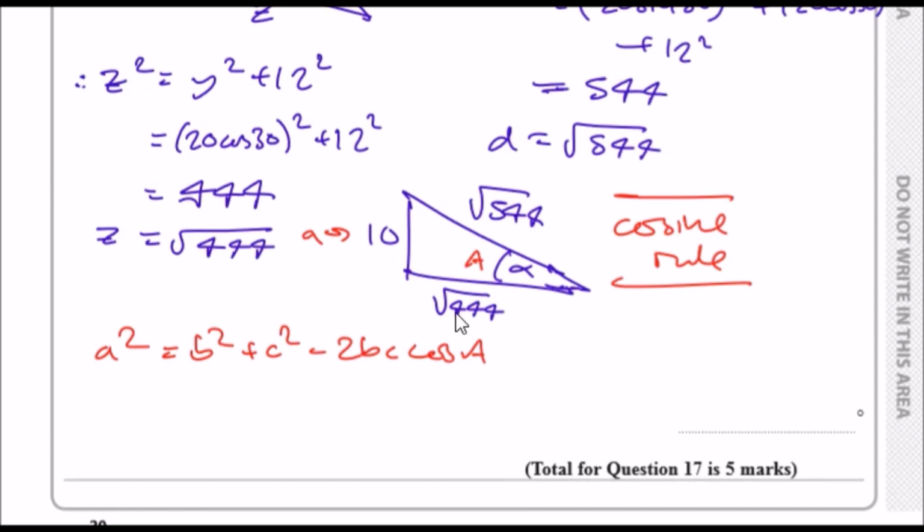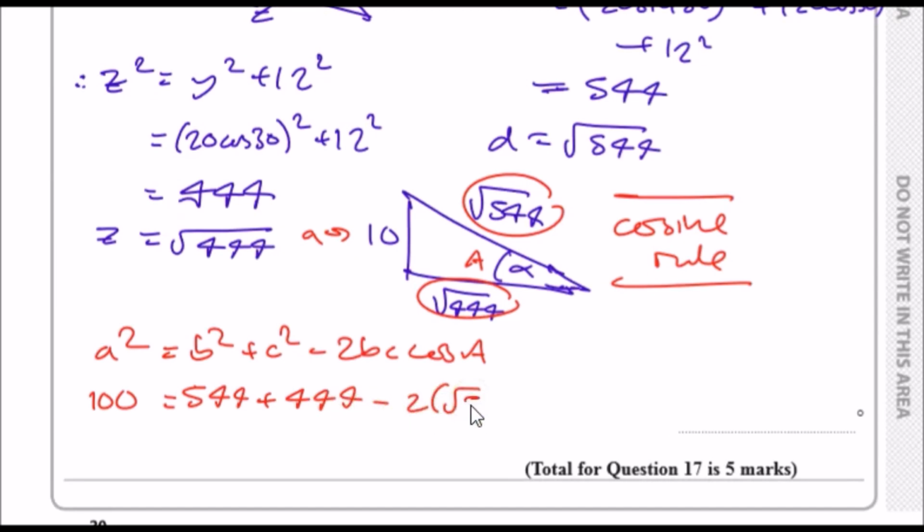Now we'll just pop in all the values. So a squared is 100. b squared and c squared are these two lengths, just square them both so you get the whole number. So 544 plus 444 minus 2 times root 544 times root 444 cos alpha.